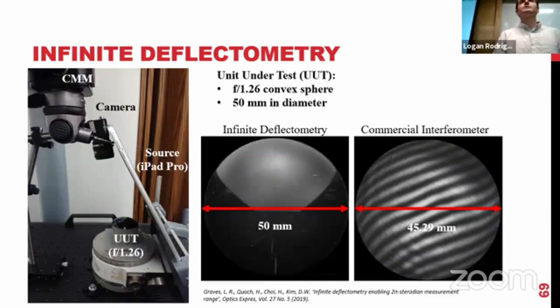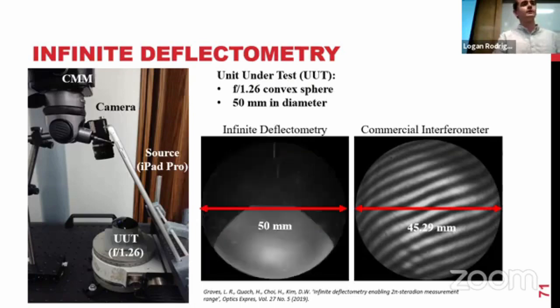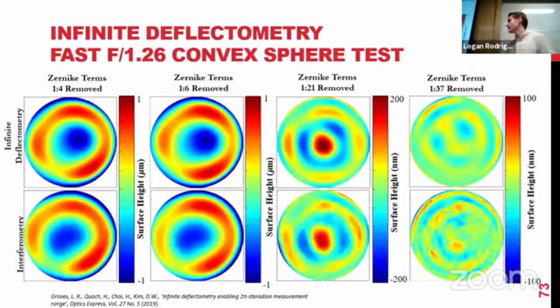For the infinite deflectometry system, if you're still having a hard time picturing it, what we do is we rotate it, measure a new area, rotate it again, measure a new area, again, measure a new area. And in this way, we can get the whole surface and stitch it together. So we do this process and we compare the infinite deflectometer reconstruction to the interferometer and we get a bunch of maps.